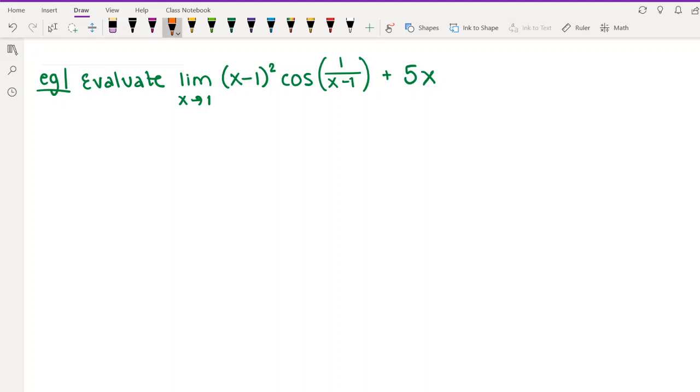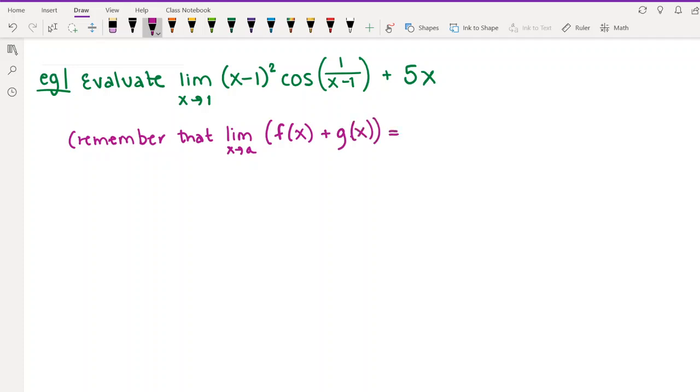The main thing that I think is most importantly different here is that we have this plus 5x. In order to use the same approach that we did in the previous question before we get started with the squeeze theorem, we can use one of the rules that we talked about in a previous video. That rule says that if you're taking the limit as x approaches a of a sum of two functions, f of x plus g of x, instead of taking the limit of that sum, you can take the limit of each function individually and add the results up.